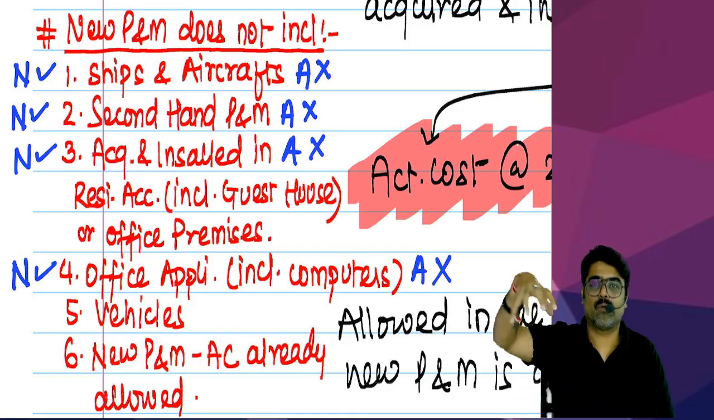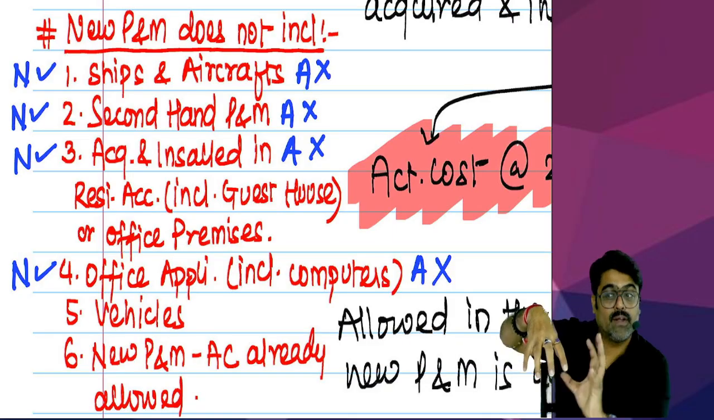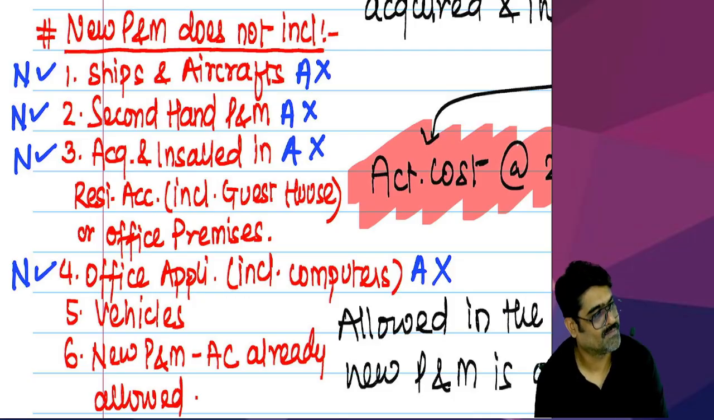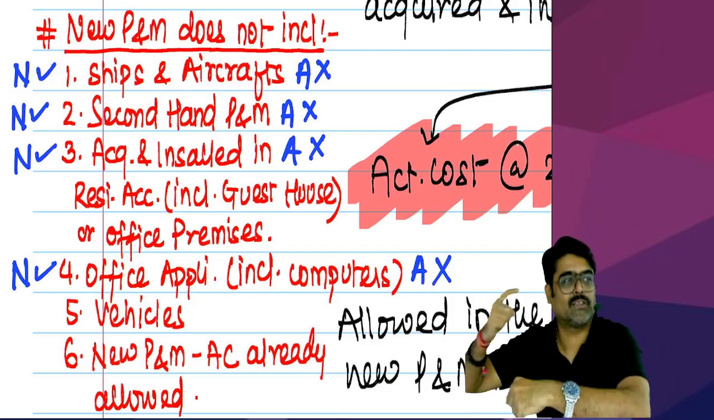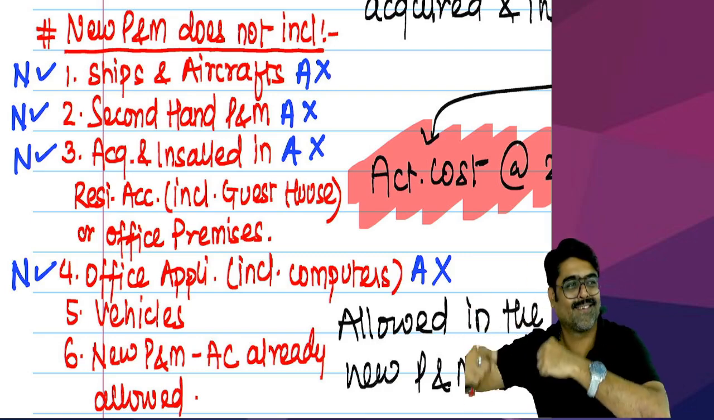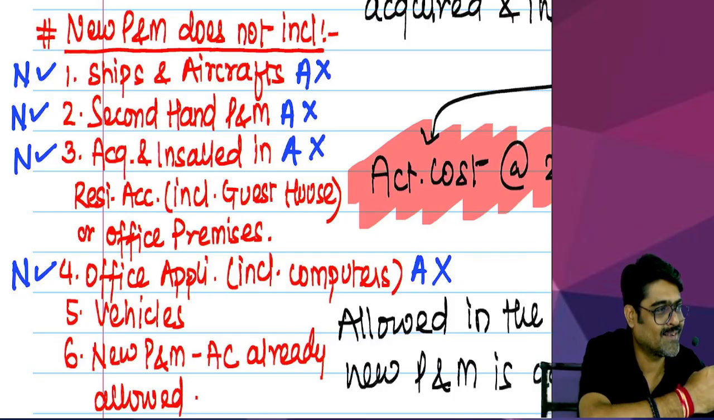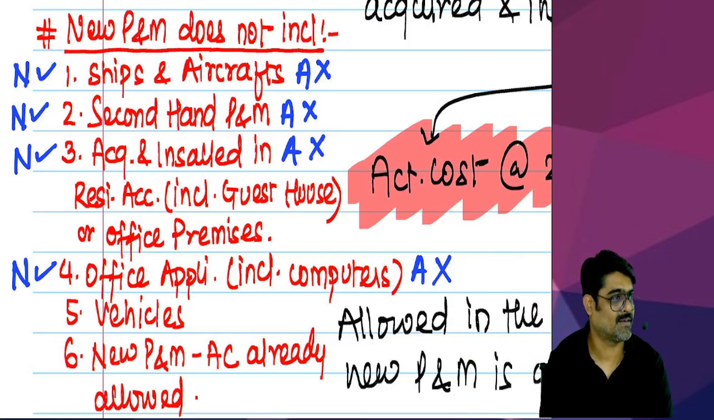Sir, but there is one machine in my factory. With this machine, I have installed a computer also. And if I give a command through this computer, only then the machine does the production. Then this computer will not be treated as an office appliance. Then on this computer also you can claim additional depreciation.